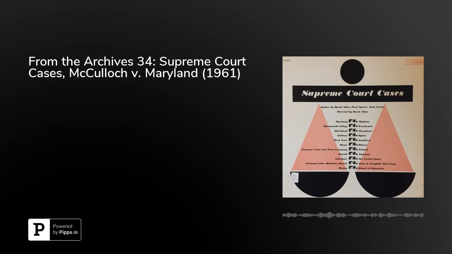McCulloch versus Maryland, 1819. These are the facts. In the early 1800s, the limits of our federal system had not yet been defined. Competition for political power between the state and federal governments was intense, and each side sought support for its position in the provisions of the Constitution. The United States Supreme Court was emerging as the final judge of the meaning of those provisions. But no case had brought the federal-state power struggle directly before it.